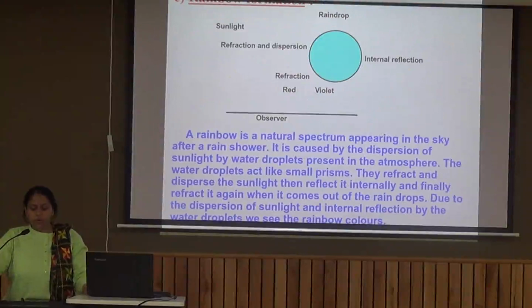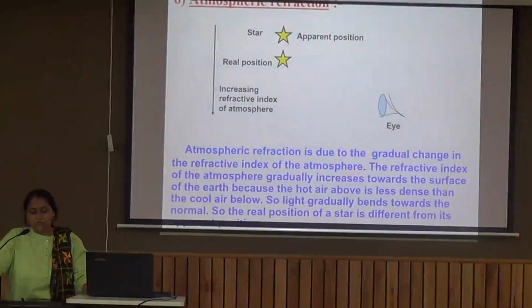How are rainbows formed in the sky? So a rainbow is a natural spectrum which appears in the sky after a rain shower, and it is caused by the dispersion of sunlight by water droplets present in the atmosphere. The water droplets act like a small prism. They refract, then disperse the sunlight, then reflect it internally, and finally refract it again when it comes out of the raindrop. Due to the dispersion of sunlight and internal reflection by the water droplets, we see the rainbow colors.